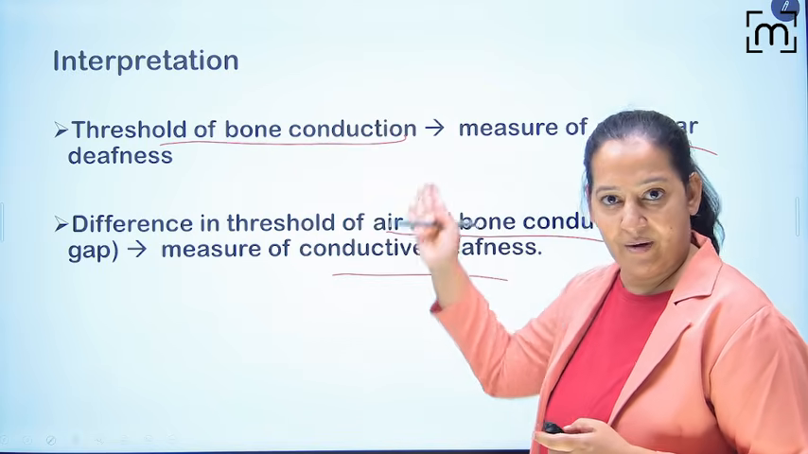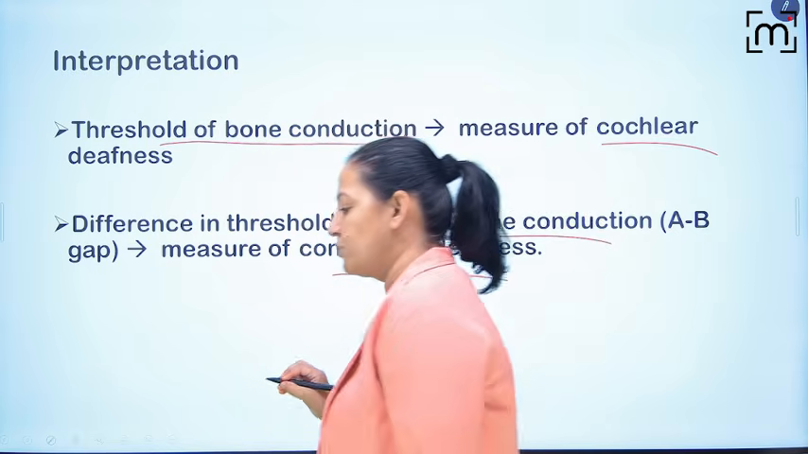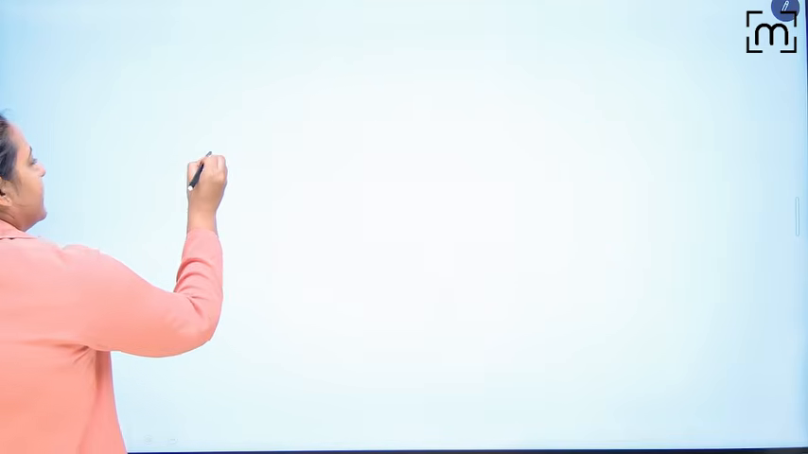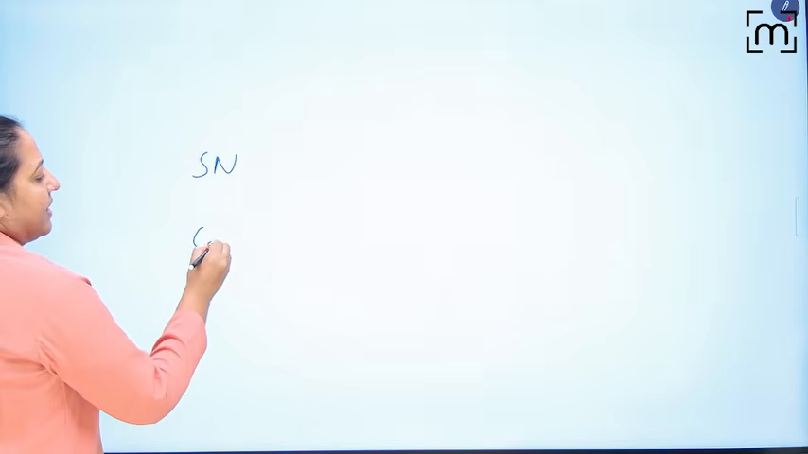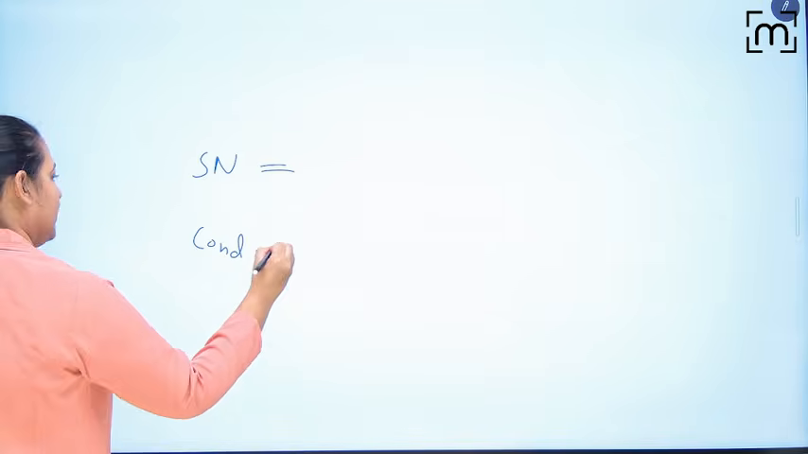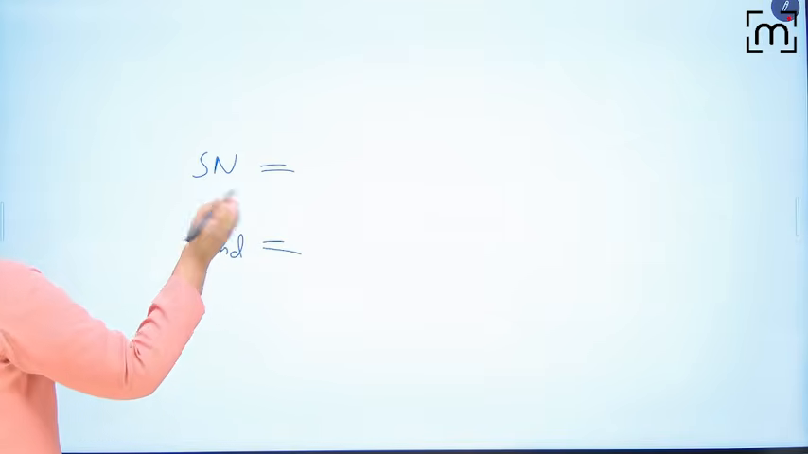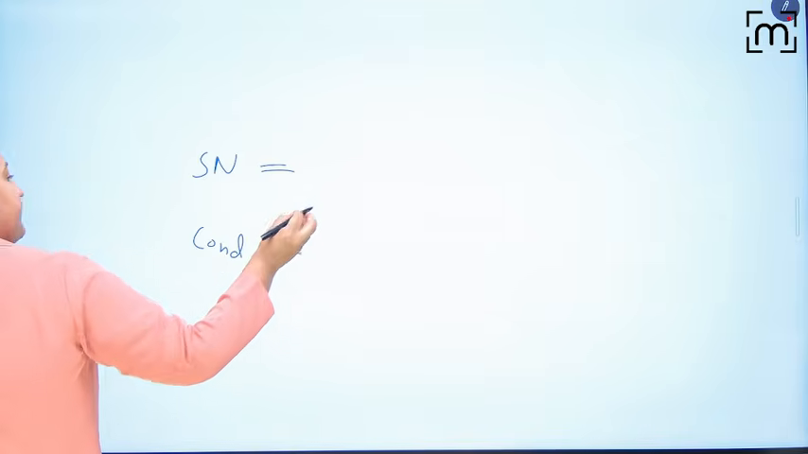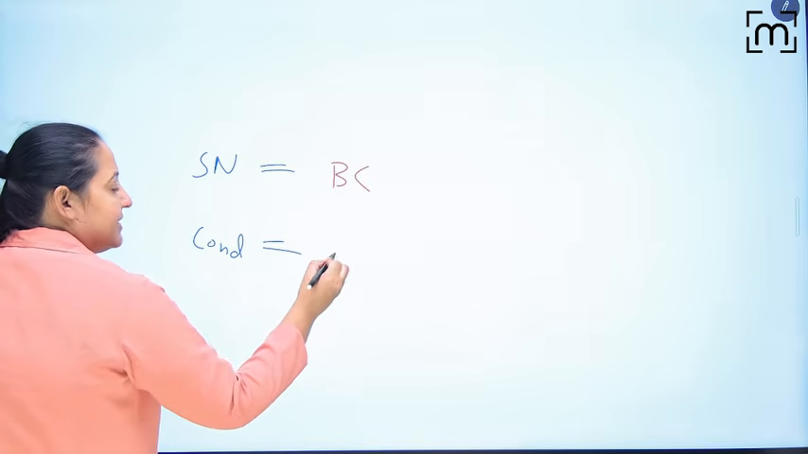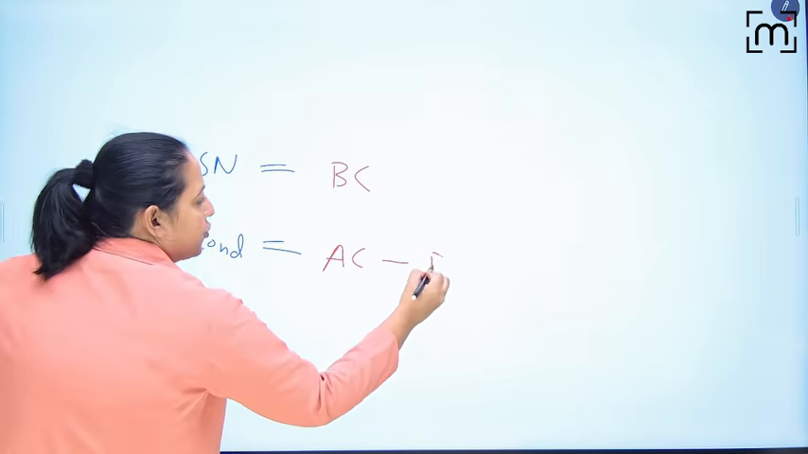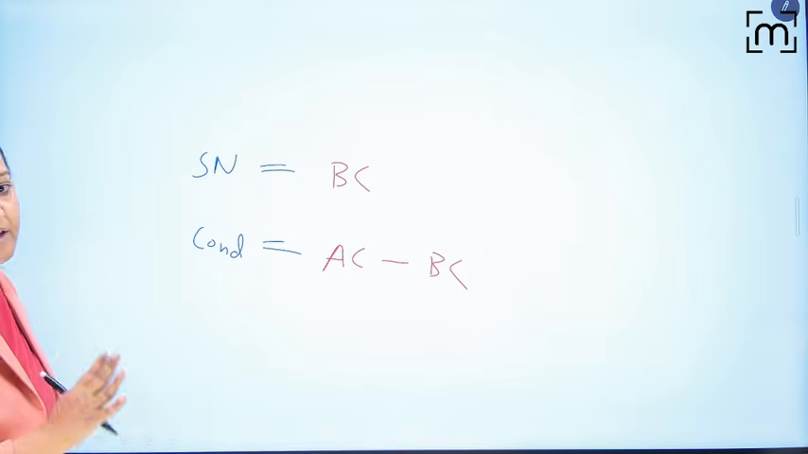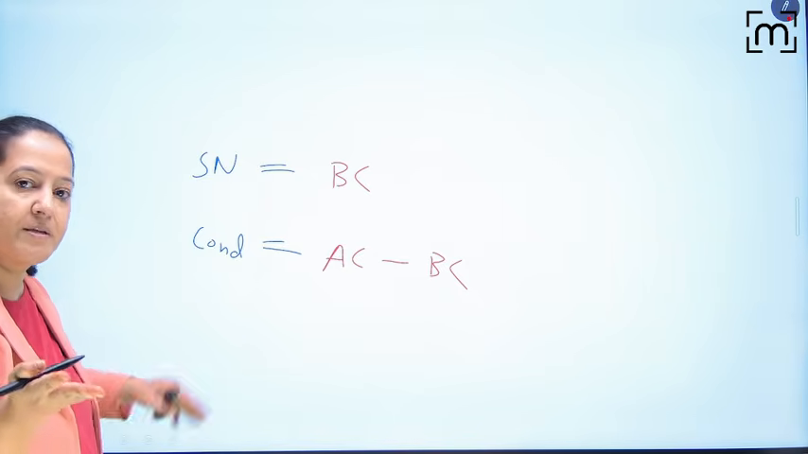So with this diagram, we can understand this concept. What we have learned is sensorineural deafness and conductive deafness. Sensorineural deafness is equal to the threshold of BC, and conductive deafness is the threshold of AC minus the threshold of BC. These are the 2 formulas. If you understood, very good. If you didn't understand, learn it.